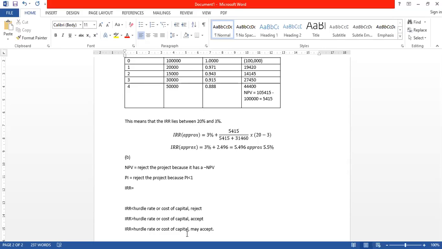That's why we say it may accept. If it may accept, it may also what? Reject. That means it is neither here nor there. At this point now, you need to subject this project to other considerations, other appraisal considerations, to be able to make the final decision on whether to take it or to reject it. That is what it means.